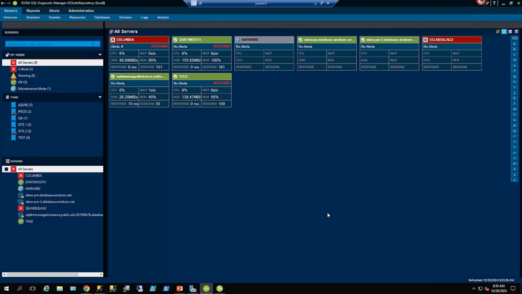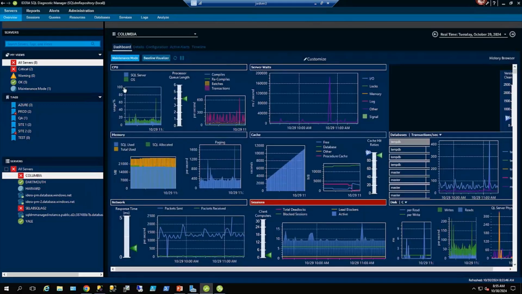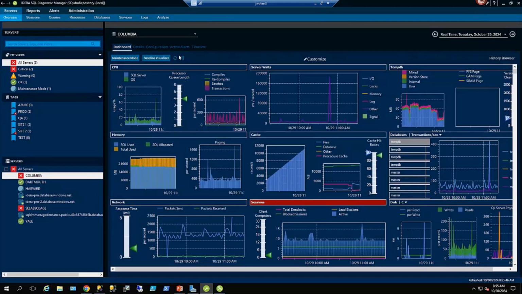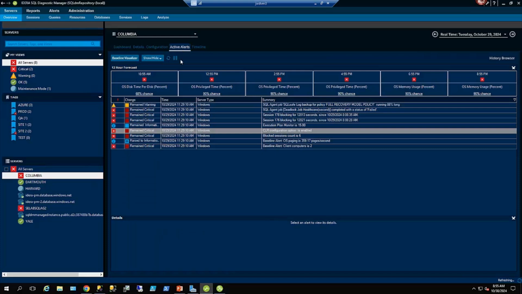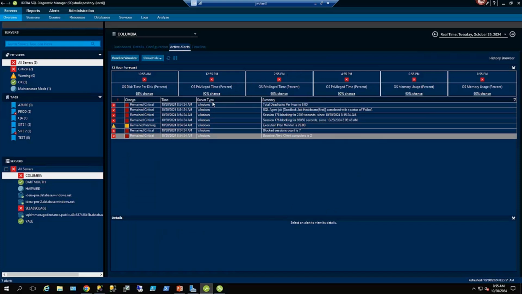Another thing that I wanted to highlight is if you're trying to adjust the metrics, the places that are most useful in my opinion are, if you're trying to adjust a server's metrics specifically, I go to that server, and under the overview section, I go to active alerts. And this shows me the alerts that are currently occurring on this SQL instance. So let's imagine I can see that I've got blocking going on, and that's critical.